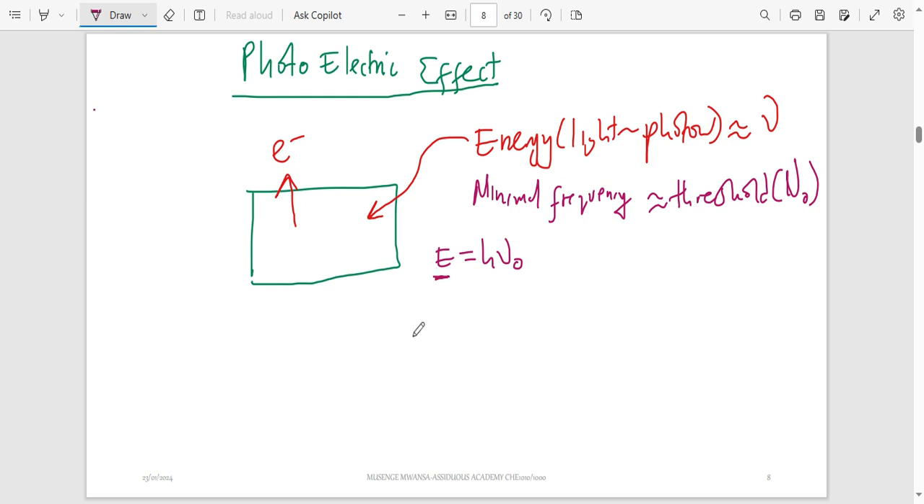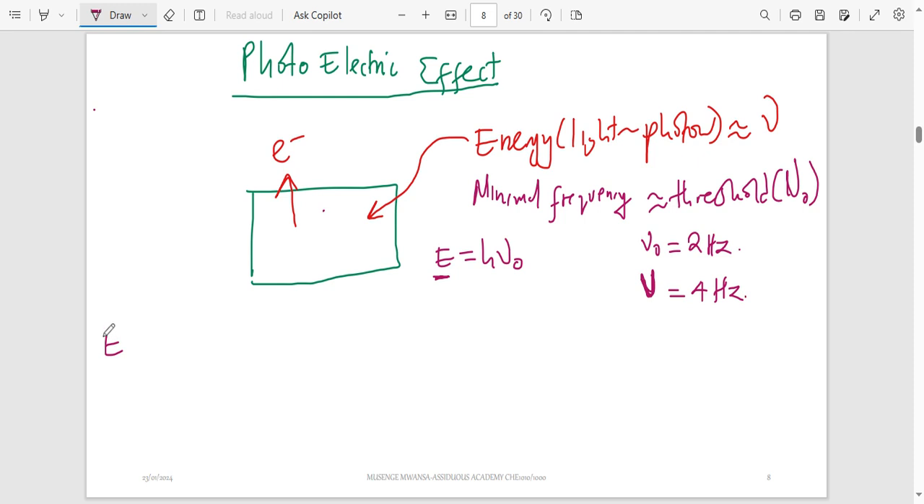Now imagine the energy that I projected on this metal has a frequency greater than this one. Let me give an example. Imagine for this metal, the threshold frequency that you need is 2 Hz. And then imagine you now project light which has 4 Hz. What will be the energy first? The energy with the threshold frequency and the energy with this frequency that you've projected.